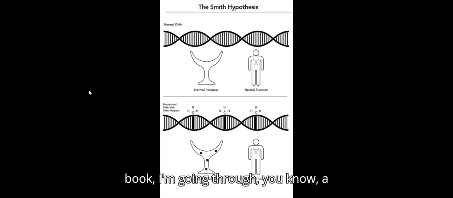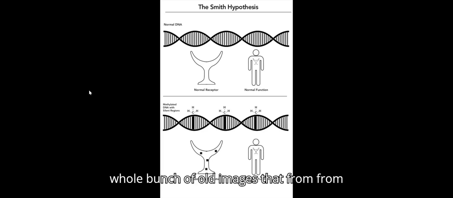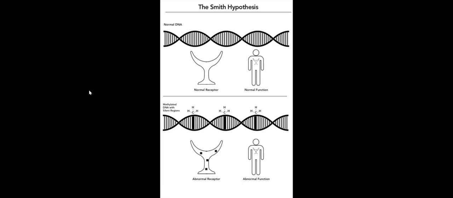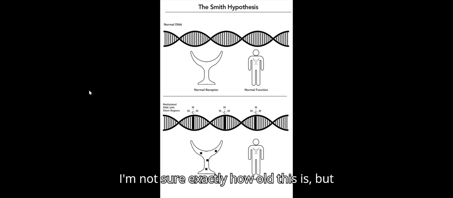And as I'm going through the book, I'm going through a whole bunch of old images from several years ago that, quite frankly, I'd forgotten about, and this is one of them. And this must be, gosh, 2018, 2019. I'm not sure exactly how old this is, but this was when we developed our idea. At the time, I was calling it the Smith hypothesis. I don't use that term much anymore.